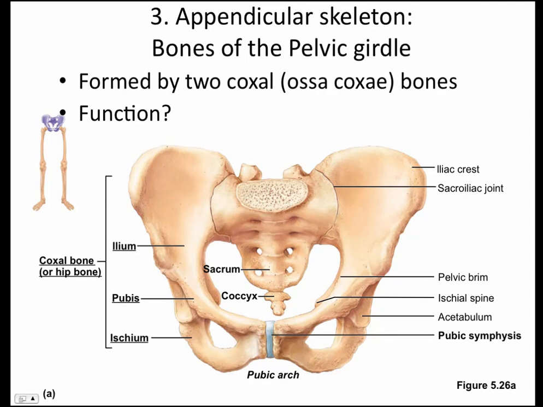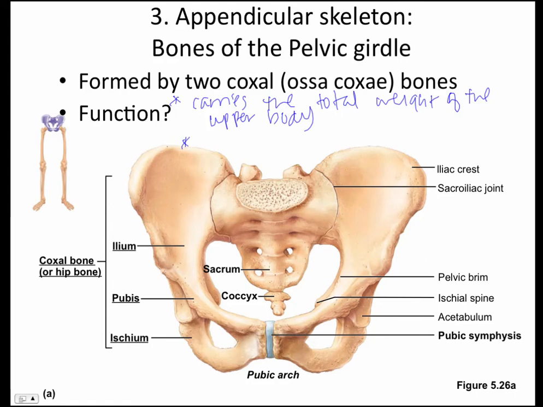Now, bones of the pelvic girdle. This is formed by 2 coxal bones, which we call ossa coxae. What's the function of this? Well, the total weight of our upper body rests on our pelvis, so it's able to carry the total weight of our upper body. Also, it serves as a protective function.